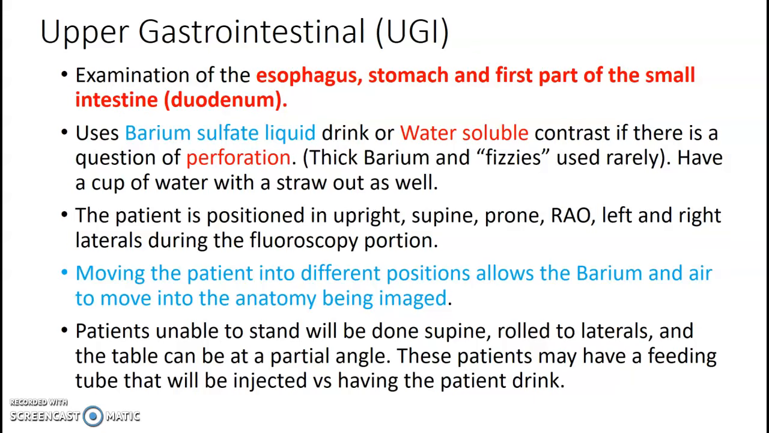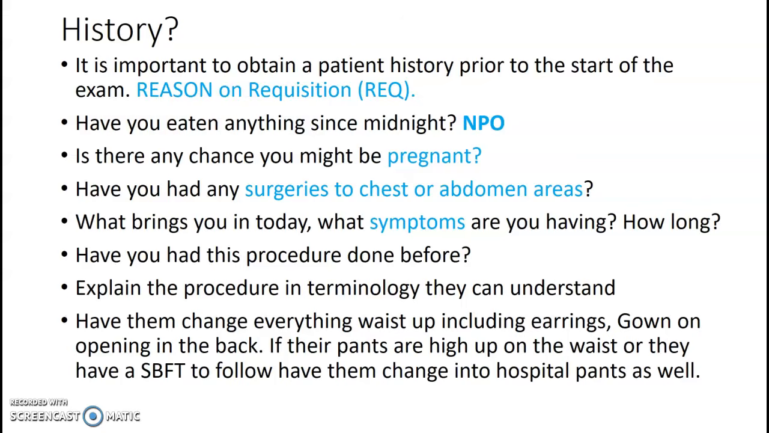If they can't stand, if they're a house patient, they come down on a stretcher, we're going to slide them over to the table supine, roll them into lateral position, and if they need to be at a certain angle, we have some sponges that we'll use to prop them up. If they have a feeding tube, we may inject through the feeding tube instead of having them drink.